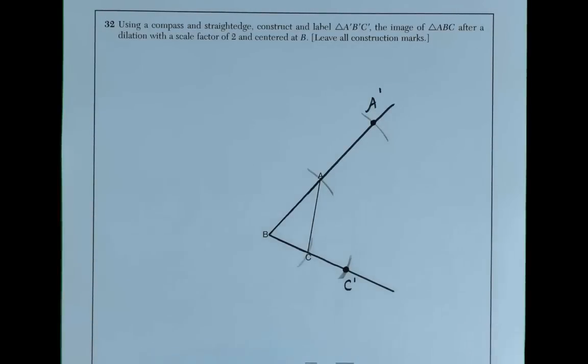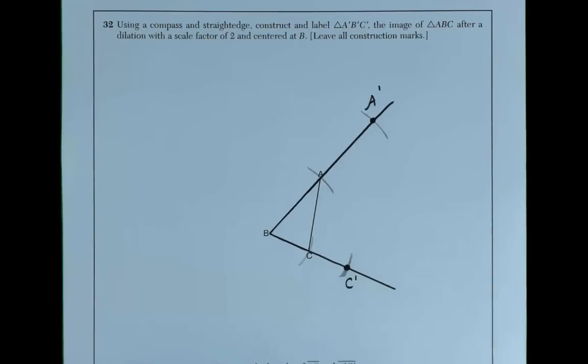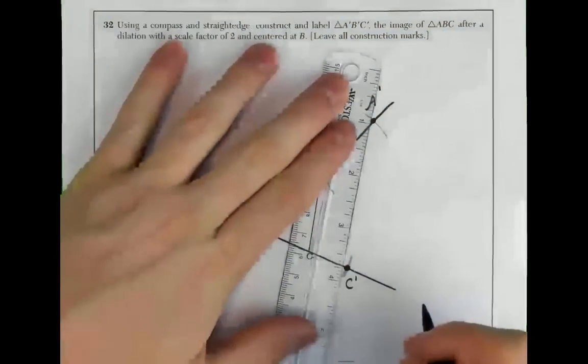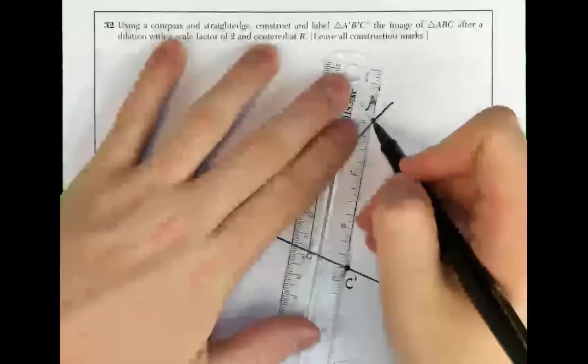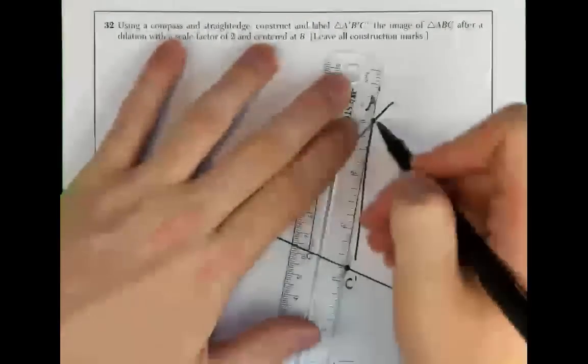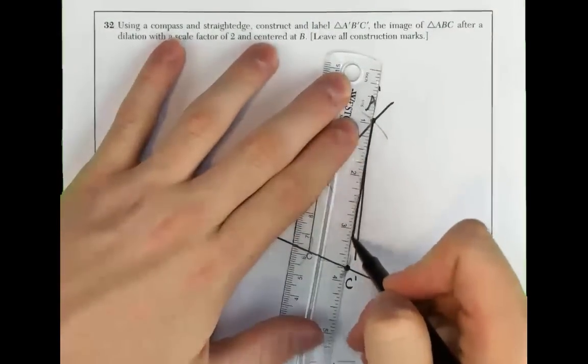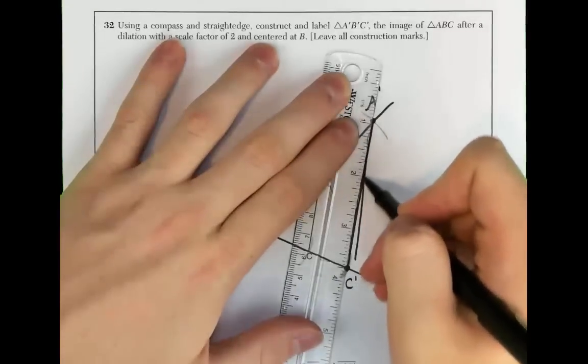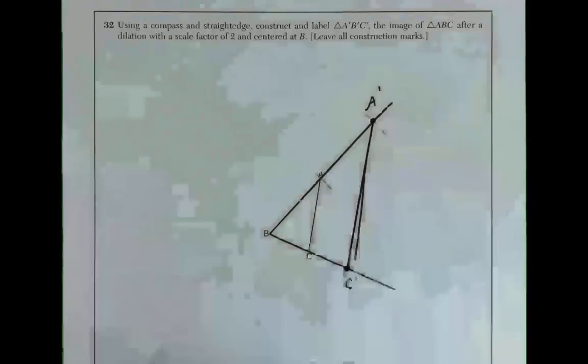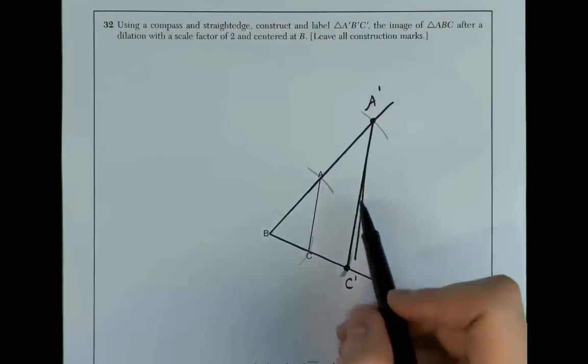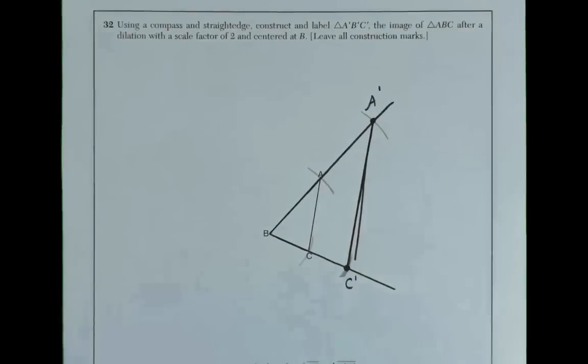Now in order to complete the construction, your job is to simply connect A prime and C prime. And this big triangle that you see here was dilated by a scale factor of 2. I apologize about that little section over there.